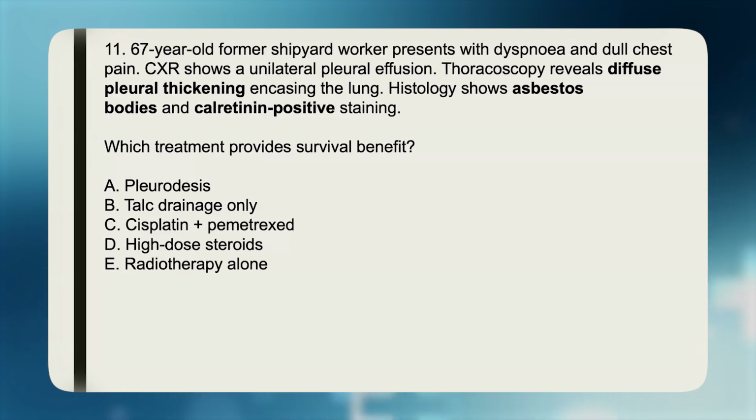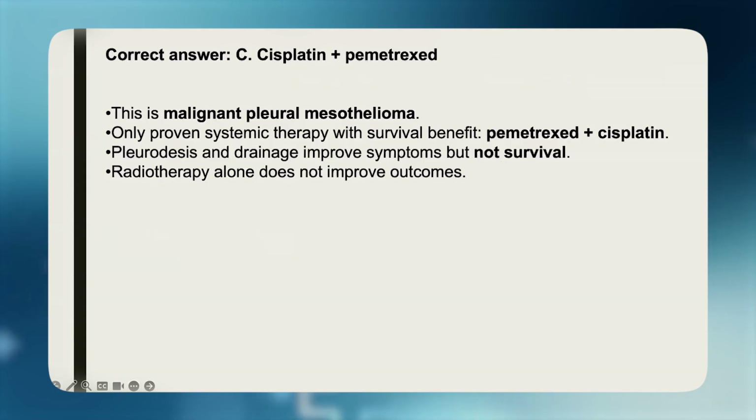Pleurodesis? No, it's palliative. Tube drainage? No, again, only when he has effusion and on pleurodesis. Iodosteroid? No. Radiotherapy alone? No. So simple answer, cisplatin and pemetrexed is the treatment of choice for mesothelioma. Okay. So this is a malignant pleural mesothelioma.